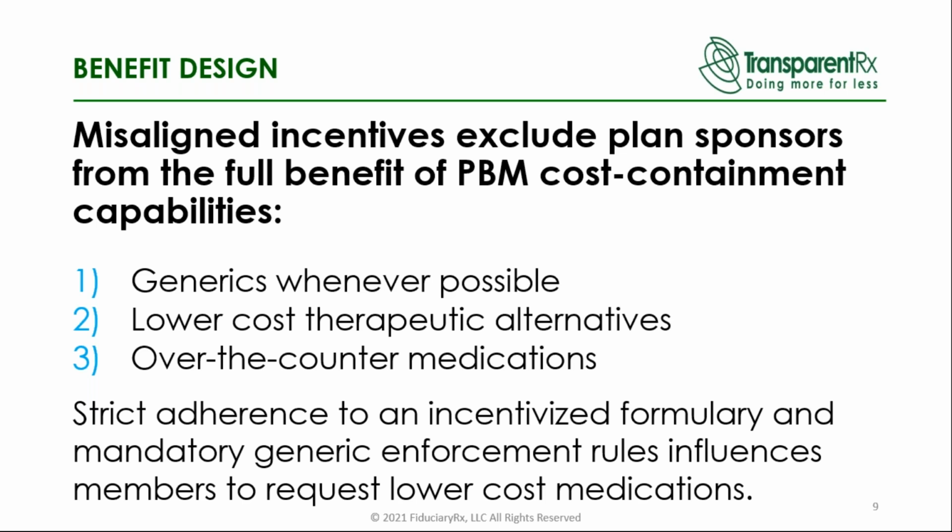rebates, that you take advantage of generics wherever possible. The generic dispense rate, the percent of drugs being dispensed in totality, what percent are generics? It should be 90% or above. If you're 81, 82%, for every 1% you increase GDR, you're going to cut your costs in the neighborhood of 1.5% to 2%. That's a lot.